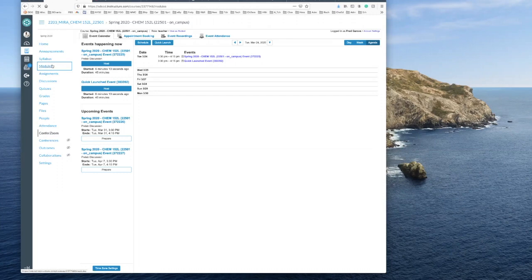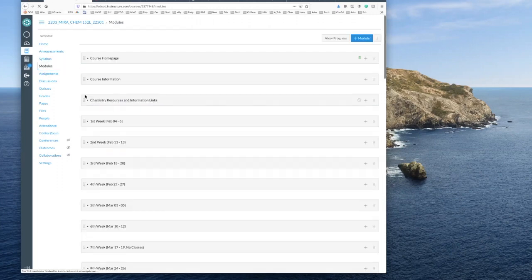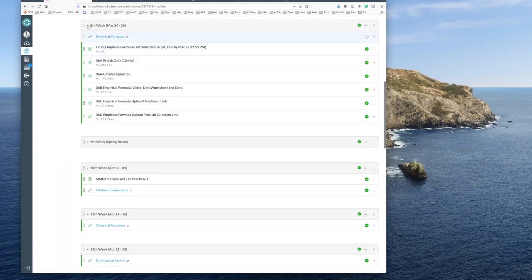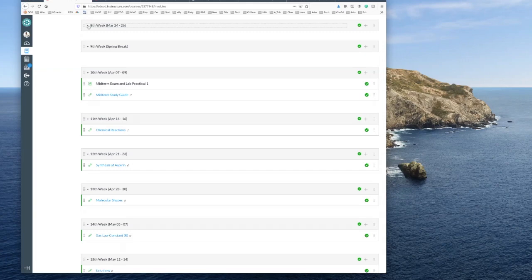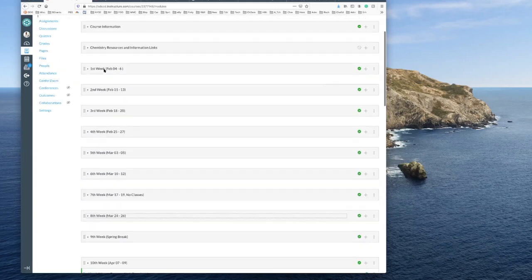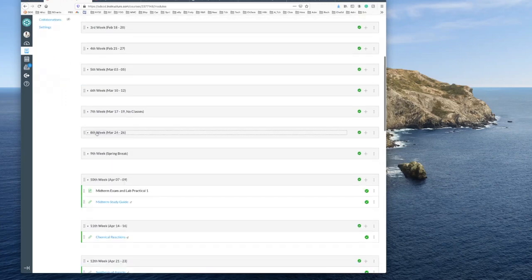So I'm just going to click there, and first you could hit these chevrons to close the windows so that it's easier for you to navigate to the pertinent material. Anyway, we are now on week 8. That's the 24th through the 26th. So you want to click on that. Last week we had no class. So when you click on that, this is what you will see.